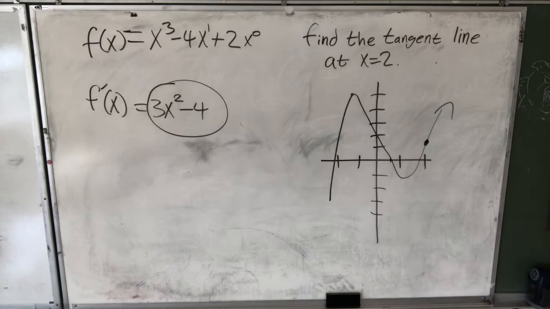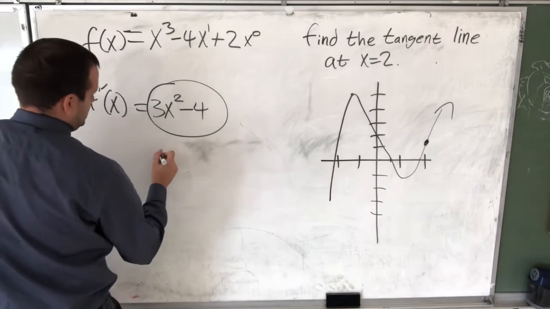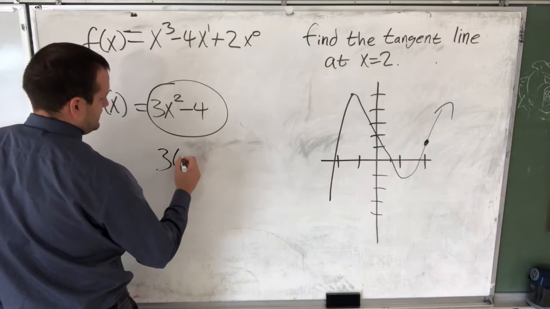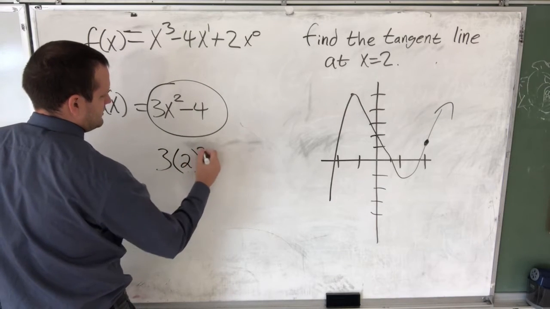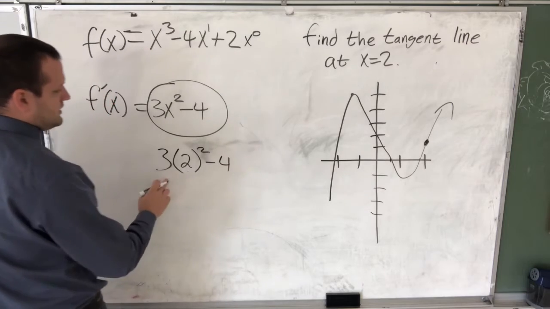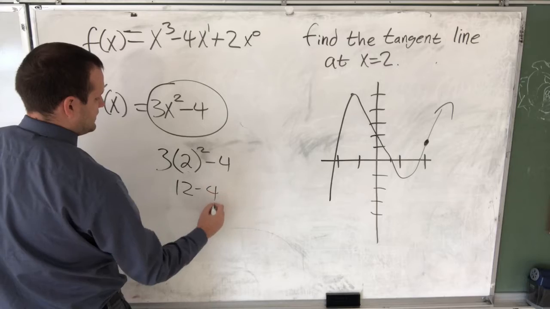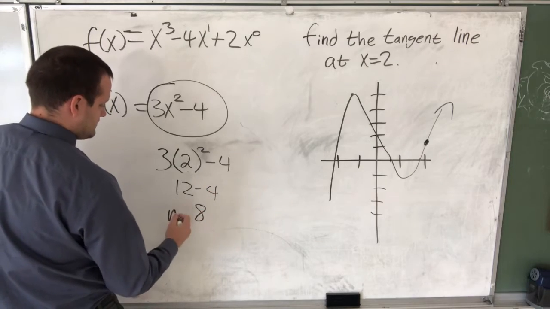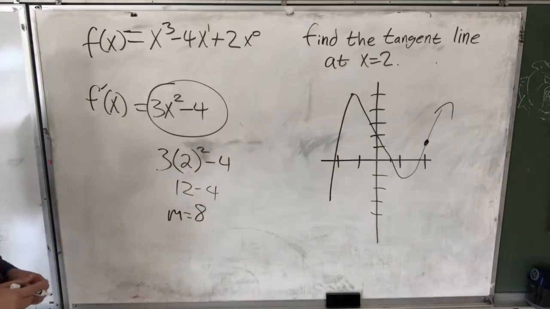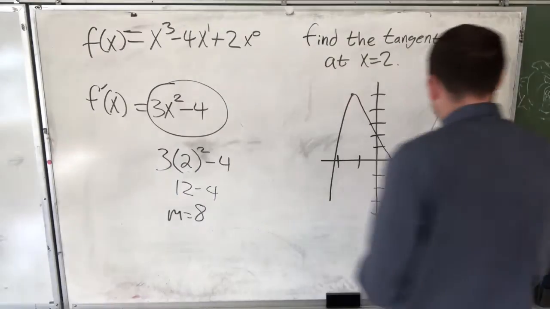So let's plug in x equals 2. Okay. So I've got 3 times 2 squared minus 4. 3 times 4 is 12. 12 minus 4 is 8. Okay. So our slope, our gradient at this point right here is 8.